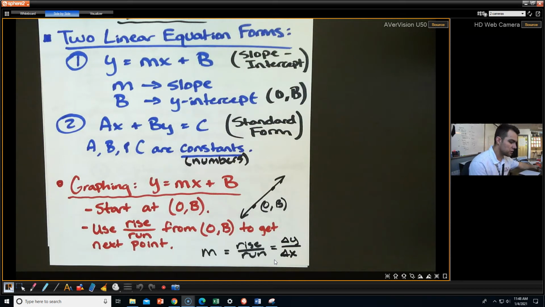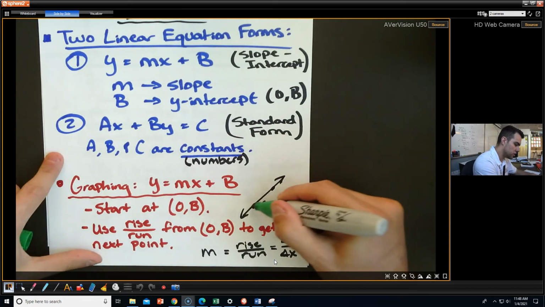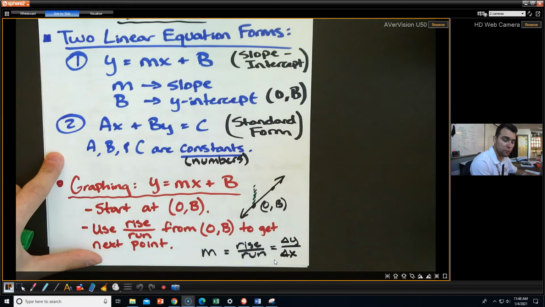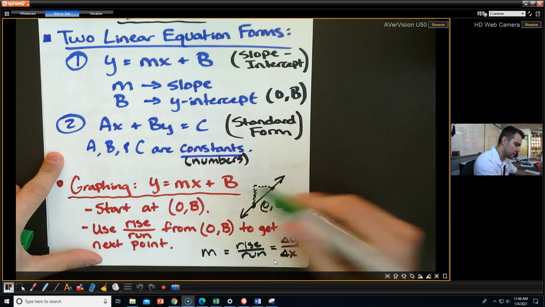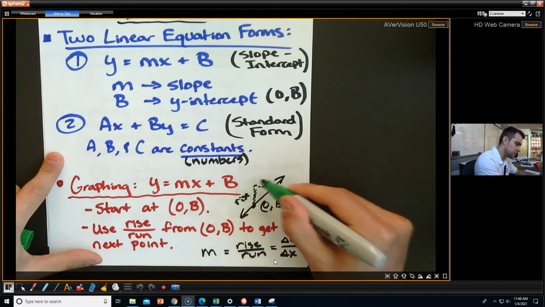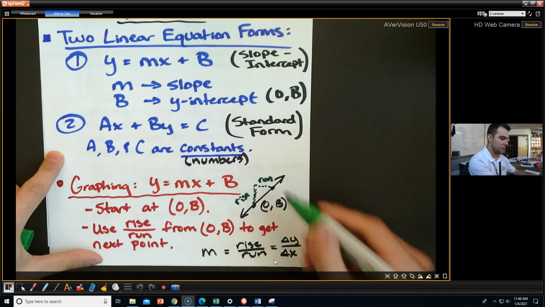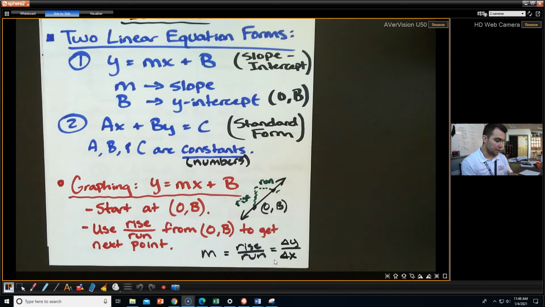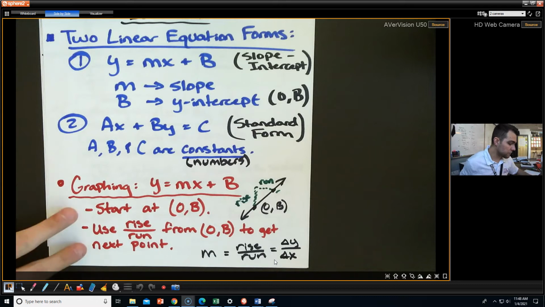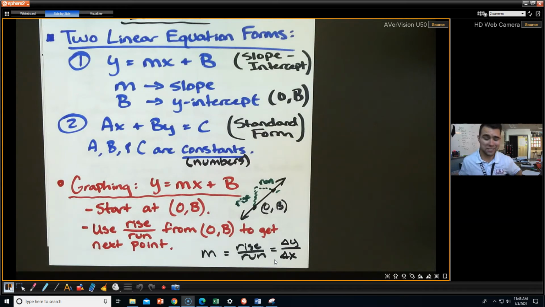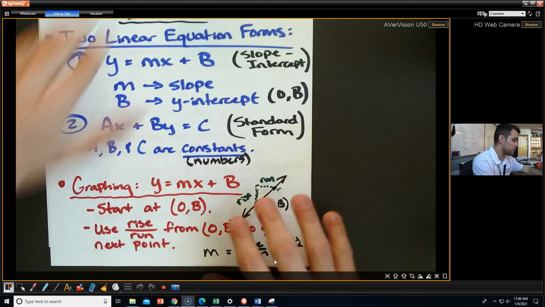So then you just look and you think, all right, how much am I changing by in my y for my rise? And how much am I running by? This would be my rise. This would be my run. And that would be my next point that I get, right? And then I can just put a line through there. So those are the two things we're going to do, and let's see an example of that. Let's get a refresher on this stuff, man.